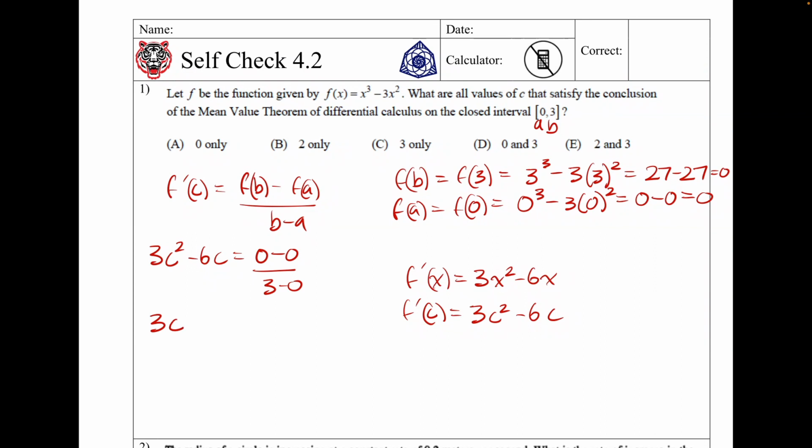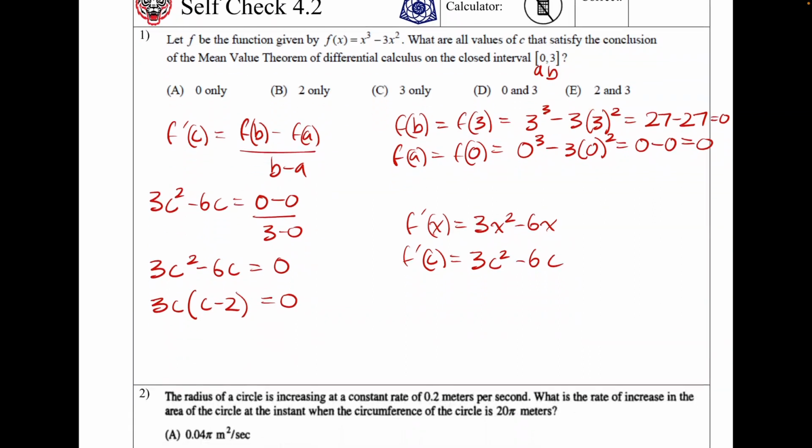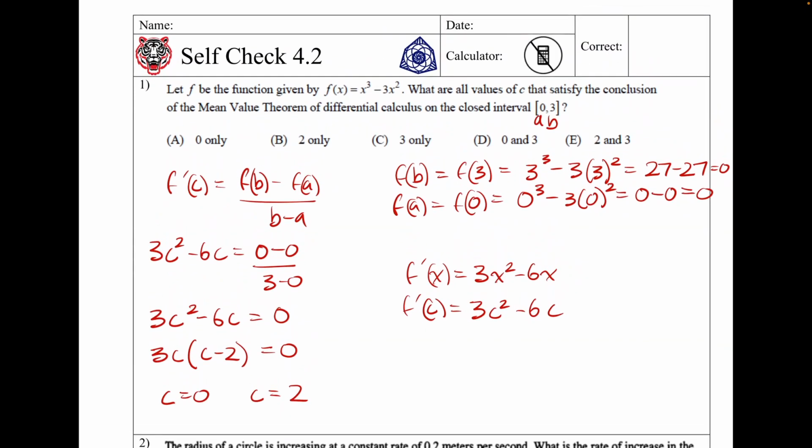Therefore, 3c squared minus 6c is equal to 0. Factoring is going to give us a 3c factored out and a c minus 2 on the inside. That's going to be equal to 0. And in this case, we have c is equal to 0 and c is equal to 2, solving for each of those using the zero product property. I don't see a 0 and 2 option. And again, the mean value theorem is talking about the derivative. It's usually not true at endpoints, so I'm going to choose B for 2 only.